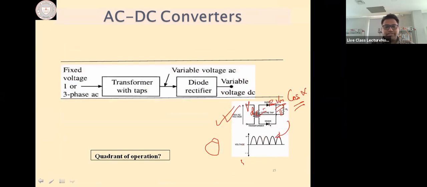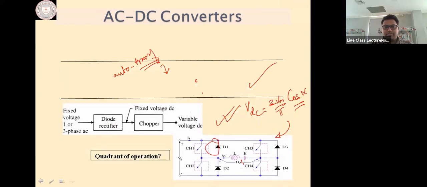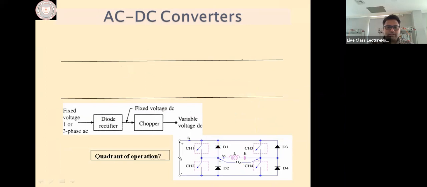And then a fixed voltage, single phase or 3-phase AC, you give it to a transformer. That is a transformer with taps, an auto transformer, which I told you about some time ago. And then you get a variable voltage AC, which you give to a diode rectifier and get a variable voltage DC. As simple as that. And now you have a fixed voltage, single phase or 3-phase going into a diode rectifier, which will give you fixed voltage DC.